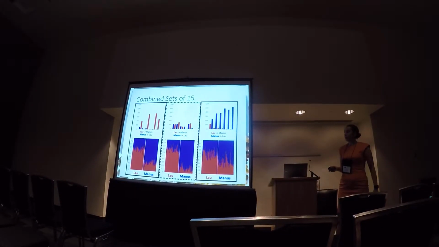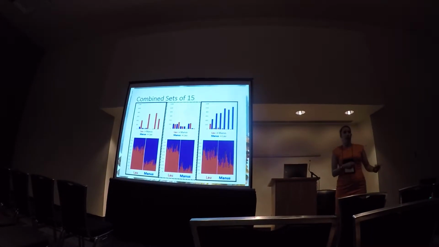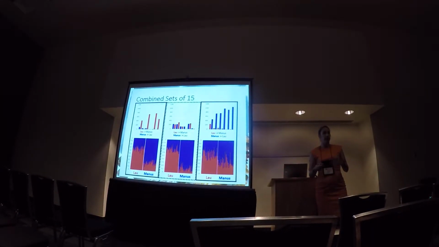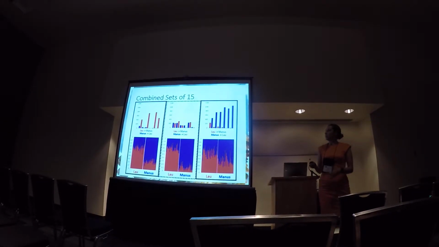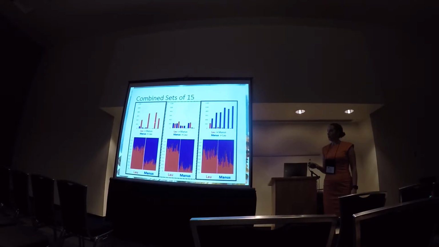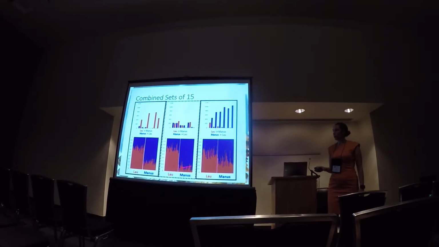And so when we combine the sets of 15, we lose a little bit of the signal because they are variable. They weren't divided by this group shows Lao to Manus, this group shows Manus to Lao. And so we do see in the first set a predominance of sort of Lao to Manus and Manus to Lao. We lose some of that structure, but it's still predominantly there.